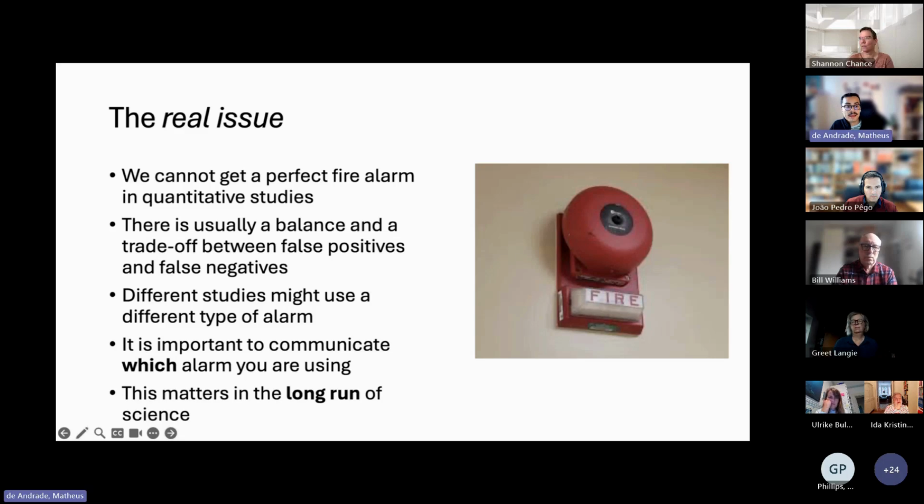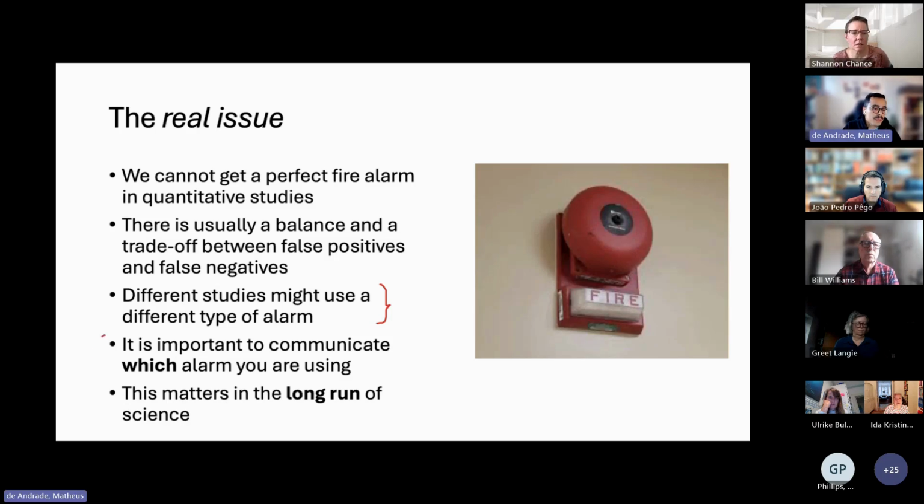The other thing that can happen is that different studies might use a different type of alarm by design, and that's completely fine. You might be designing a study where you do not want false positives at all, but you might be designing a study where actually missing a significant effect could have implications.